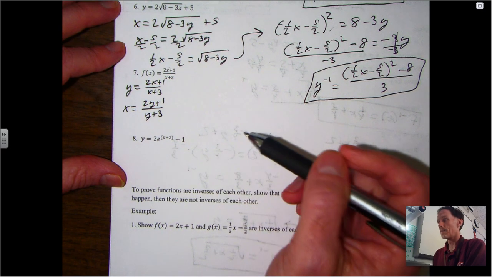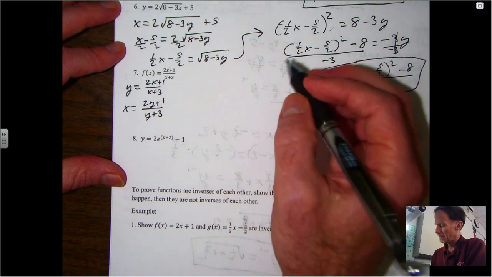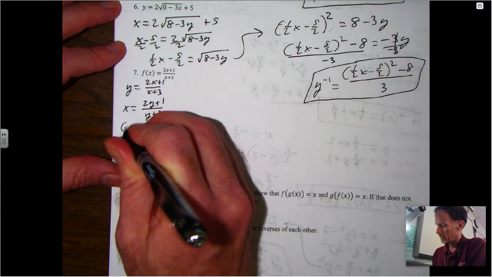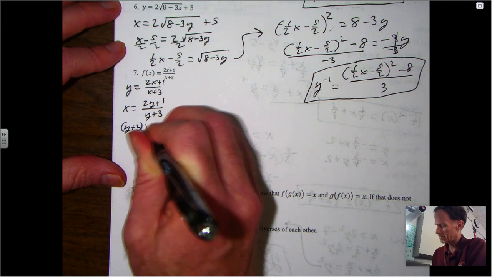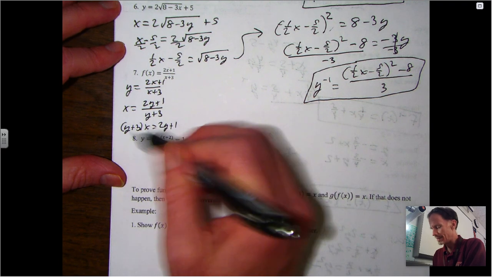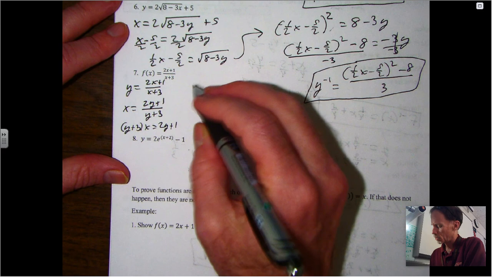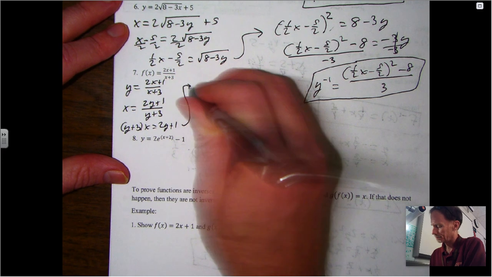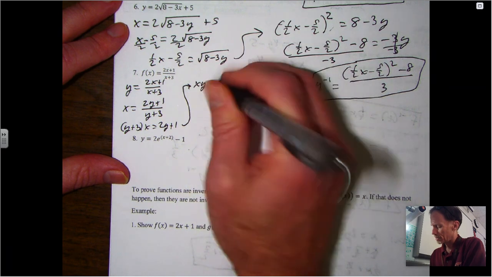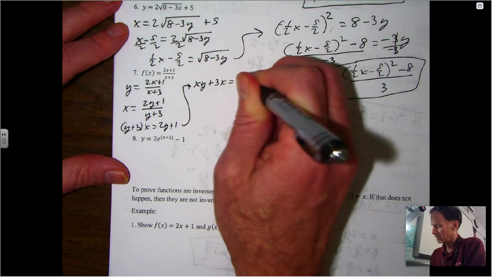Same trick we did on the previous one. We need to multiply by y plus 3. So you get y plus 3 times x equals 2y plus 1. Now in this case, I do need to distribute because I'm going to have to get all of my y terms on one side. So I'm going to distribute that through and write that as xy plus 3x equals 2y plus 1.